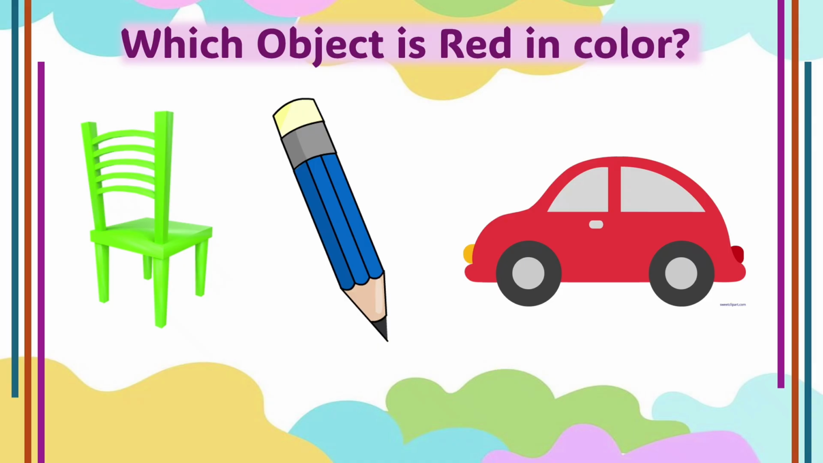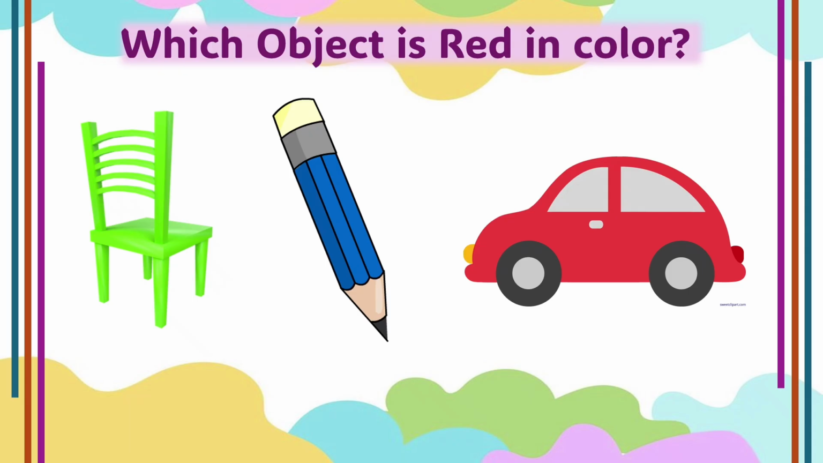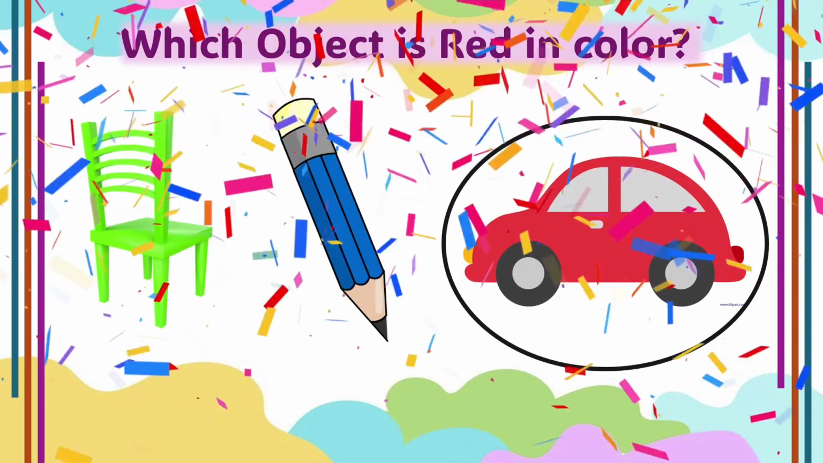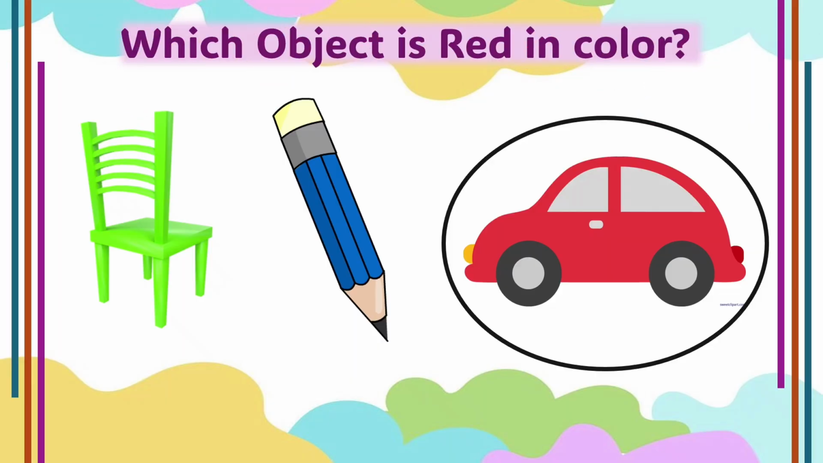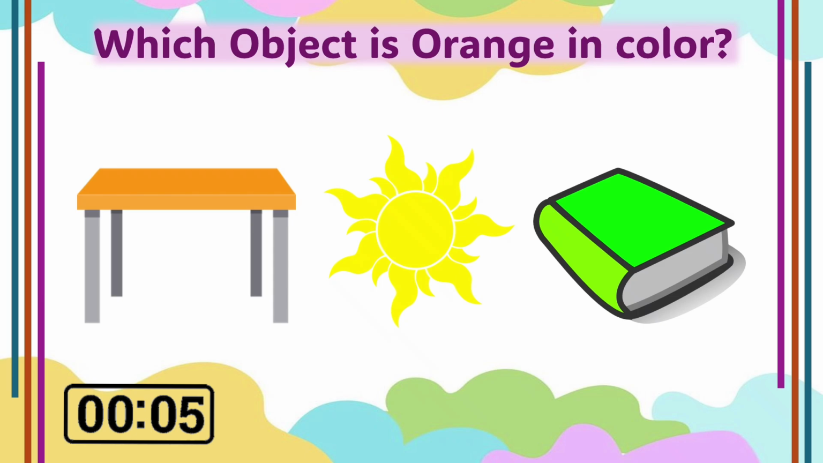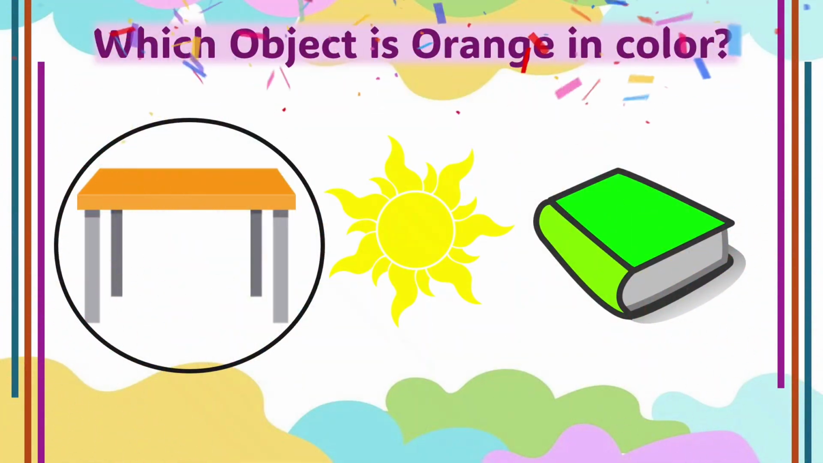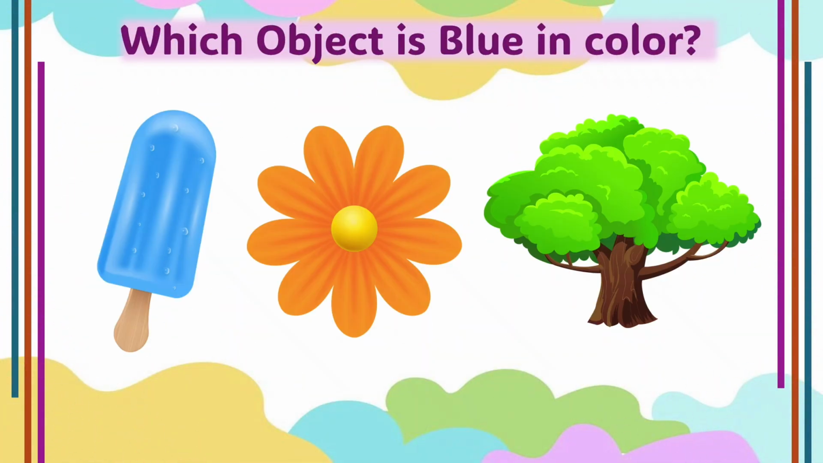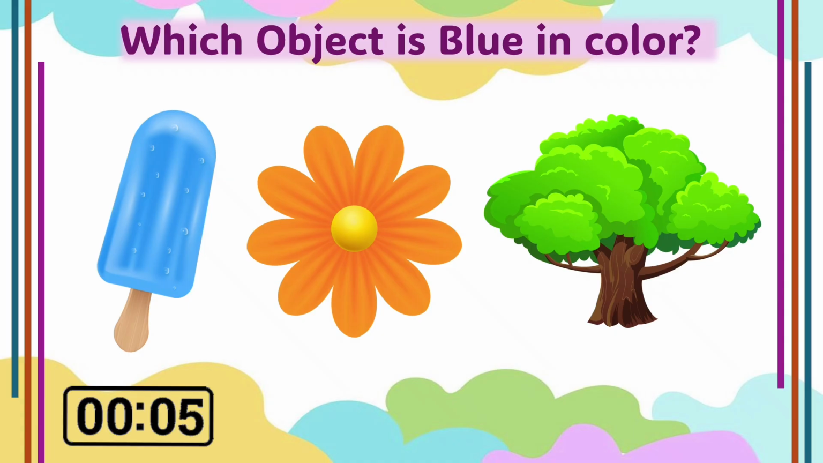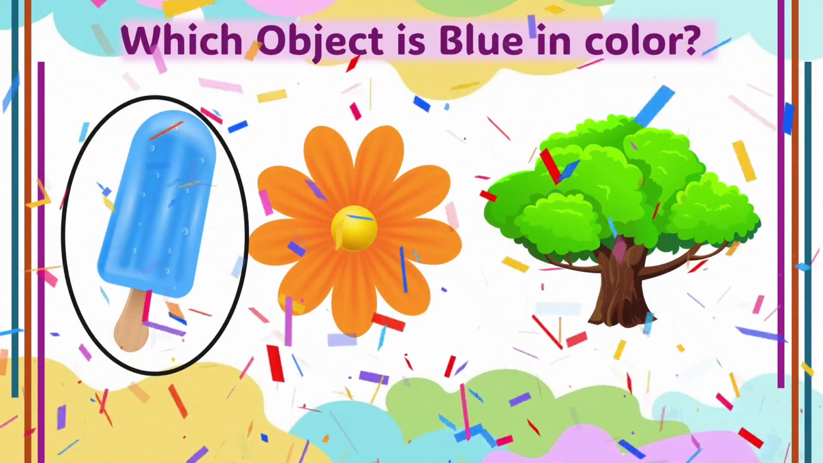Which object is red in color? Correct, car is red in color. Which object is orange in color? Yes, table is orange in color. Which object is blue in color? Good job, it's ice cream.